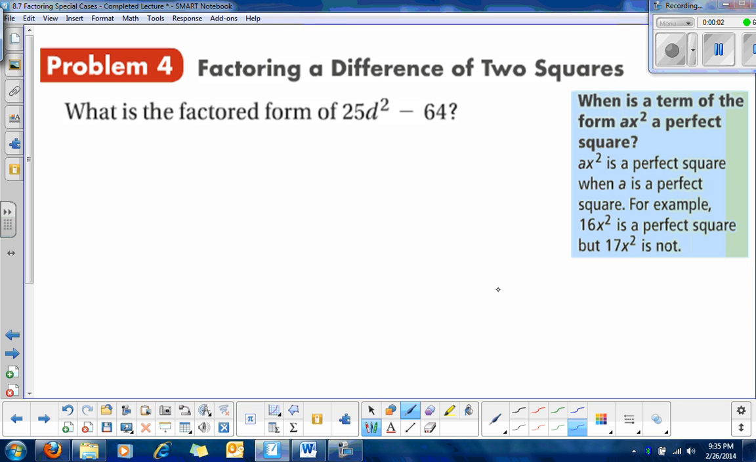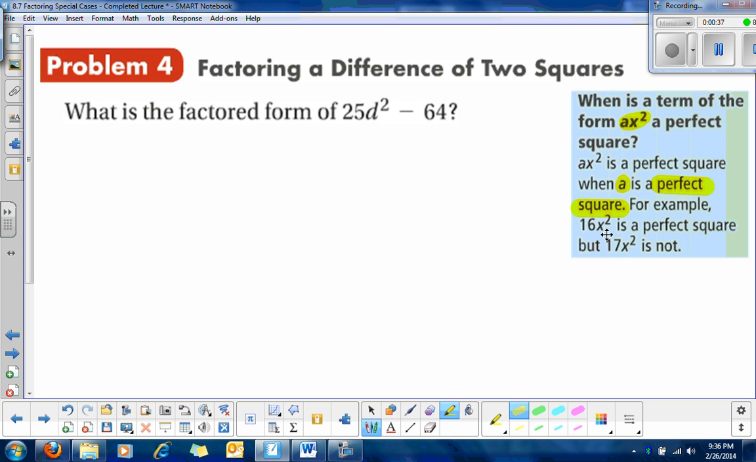Right, for problem 4, we're looking at factoring a difference of two squares. Now, before we do this, we want to look to see when a term in the form ax squared is a perfect square. In order for the entire term to be a perfect square, that a has to be a perfect square, because you're always going to have a variable squared there, but the coefficient has to be a perfect square.